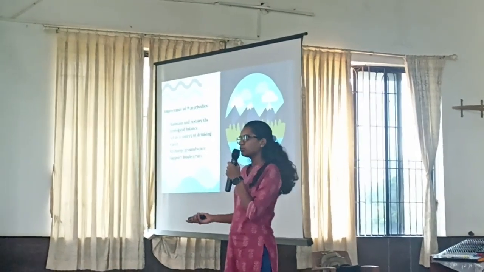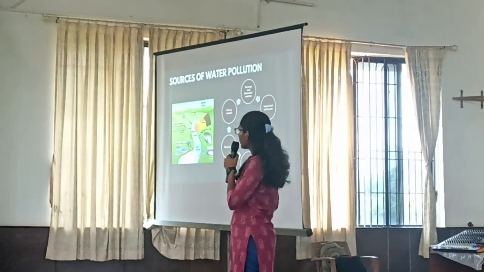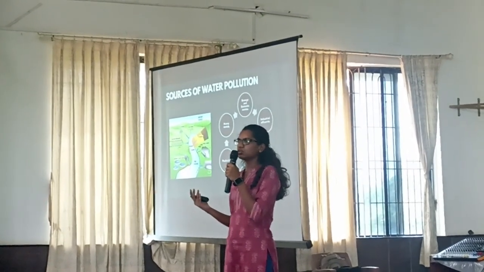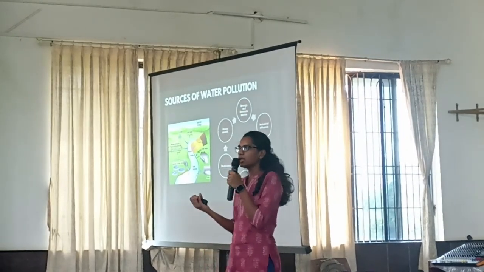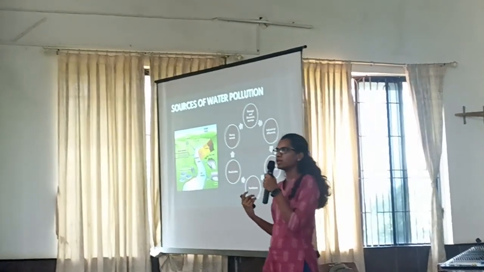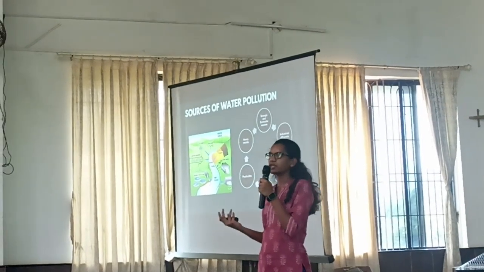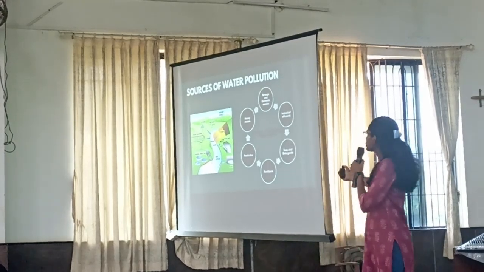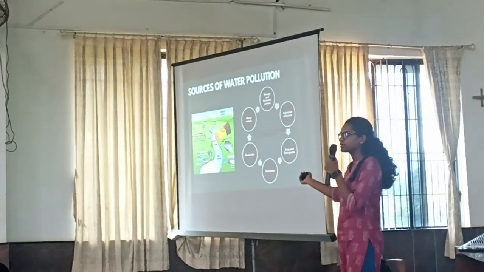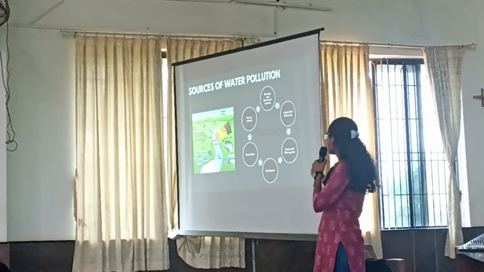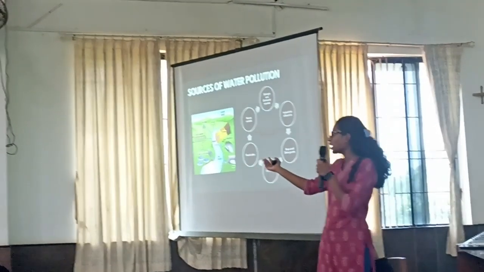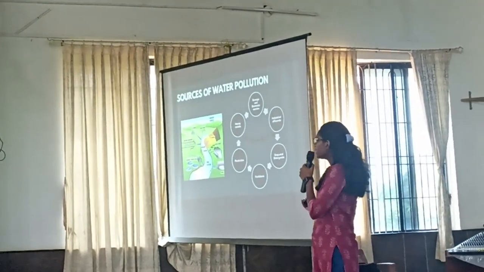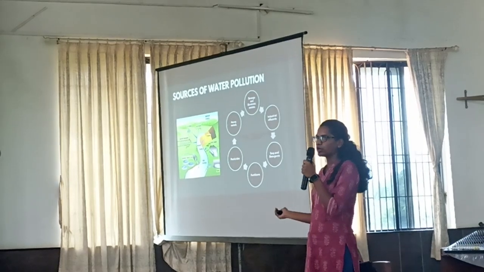So what happens to these water bodies when different sources of pollutants enter? The sources of pollution are from industries and our own houses, where the sewage is discharged into the water bodies. These sources contain, as you can see, sewage and domestic waste, fertilizers from agricultural lands, pesticides, soap and detergents from our houses or industries, and also heavy metals.